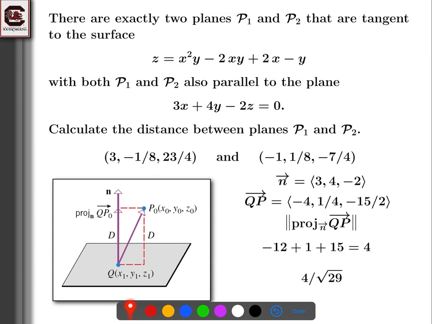That will be the distance then that we want from this point to the plane P1, which will be the distance then between the two planes.